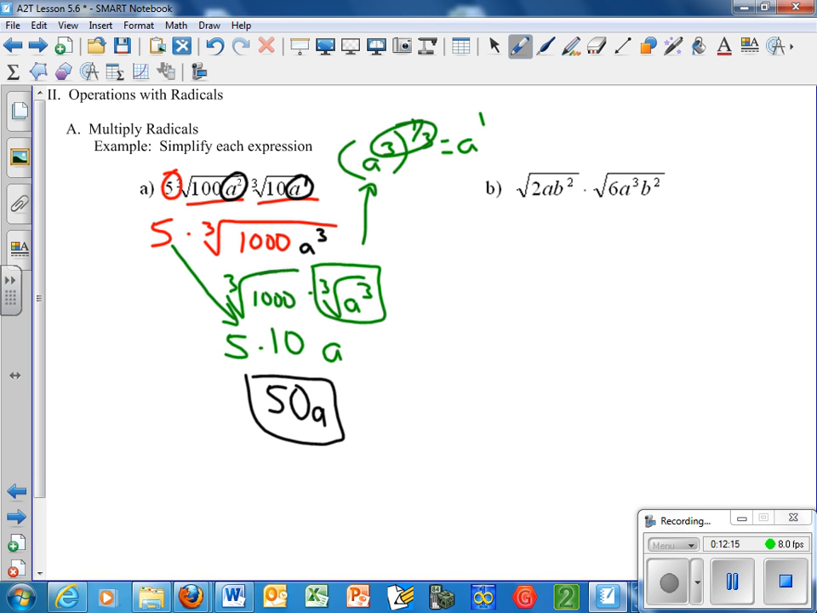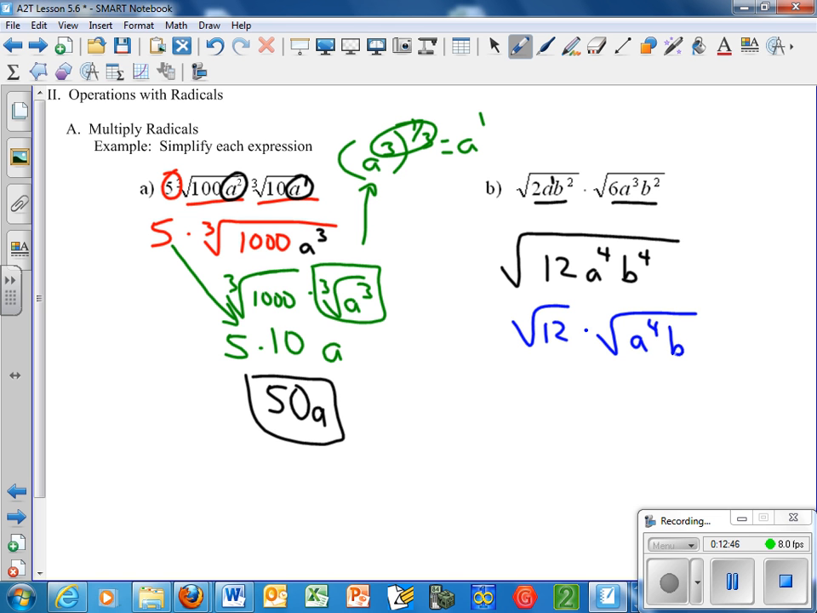Over here, we're dealing with square roots. So what we're going to do is multiply 2ab squared by 6a cubed b squared. 2 times 6 is 12. a to the first times a to the third. The product rule says I add exponents, so that's a to the fourth, because that's a 1 there. And I also get b to the fourth. So now we're going to separate it into the square root of the coefficient times the square root of the variable part, like we've done earlier.